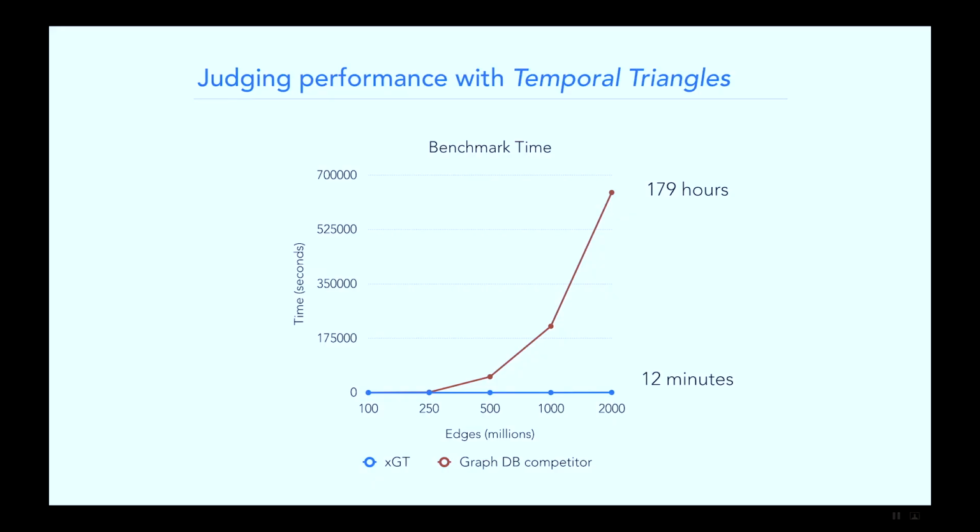Here's an example of a run of temporal triangles on xGT and one of our graph database competitors. So here we're measuring the total time in seconds, so lower is better. And on the x-axis, we have the number of edges in the graph, so 100 million edges on the left-hand side, up to about 2 billion edges on the right-hand side. This simple 3-edge, 3-vertex query starts bringing some of the traditional tools to their knees. So we see at 2 billion edges, we're spending several days' worth of compute time to figure out this answer. And xGT can churn out this answer in just about 12 minutes.